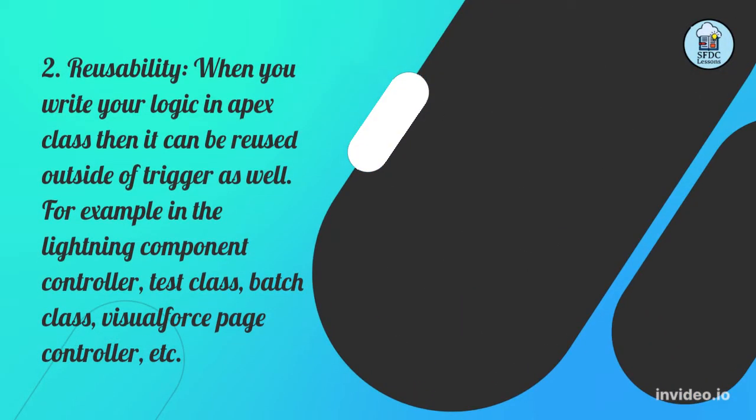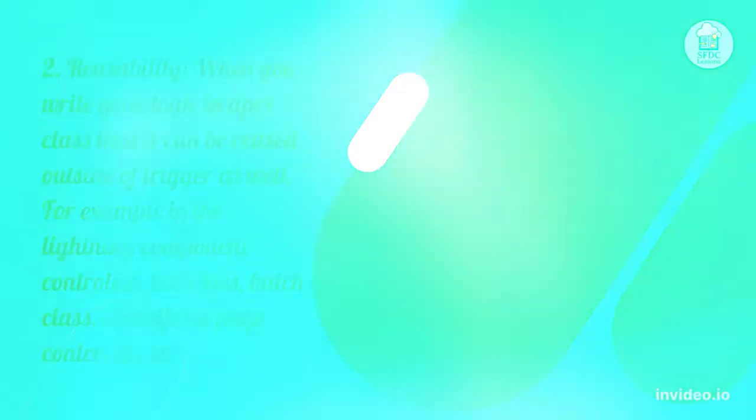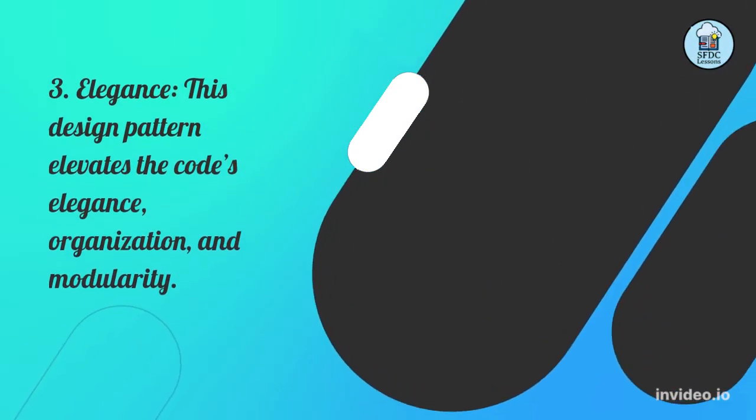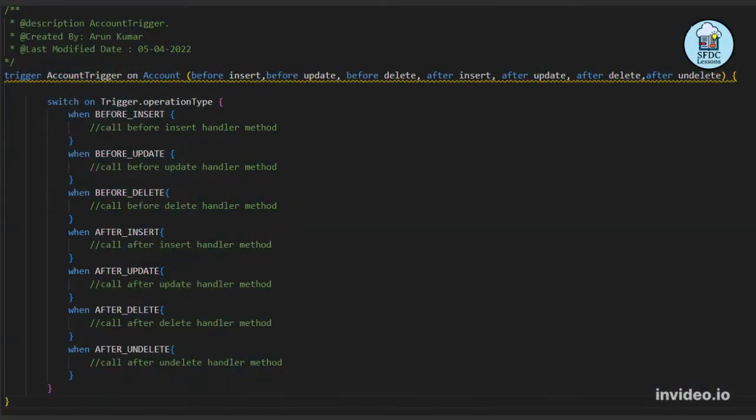Reusability. When you write your logic in an Apex class, then it can be reused outside of the trigger as well. For example, in the Lightning Component Controller, test class, batch class, Visualforce page controller, etc. Elegance. This design pattern elevates the code's elegance, organization, and modularity. Here is the example of one trigger per object template.